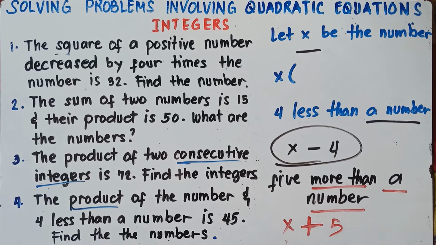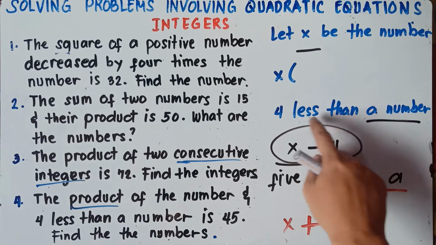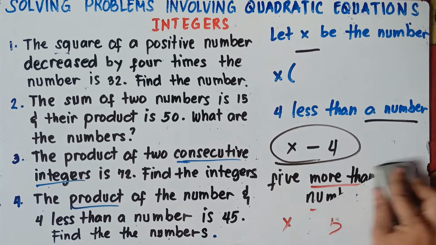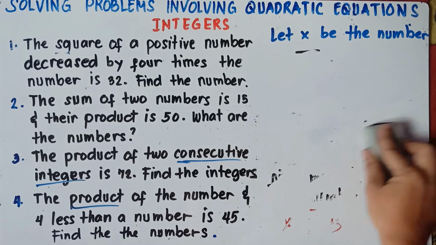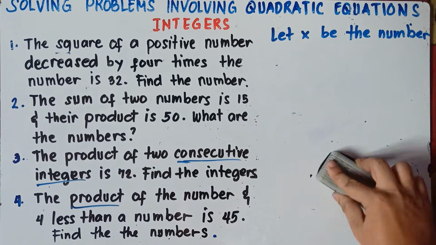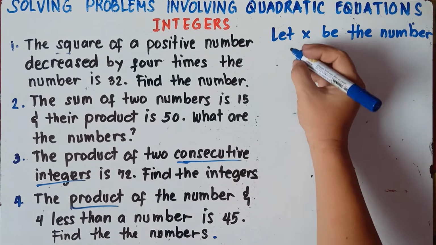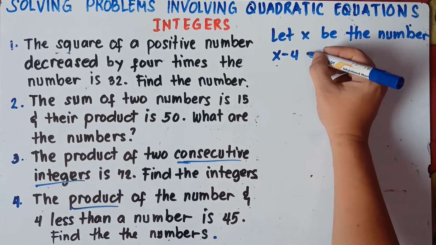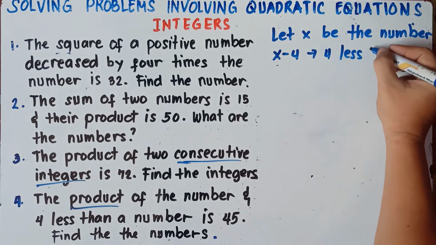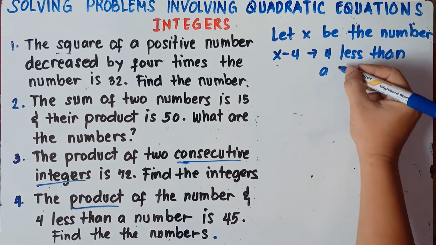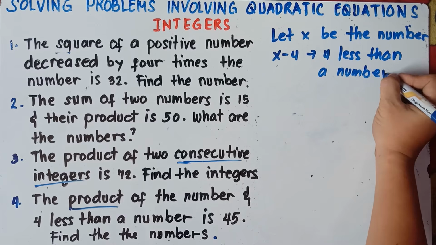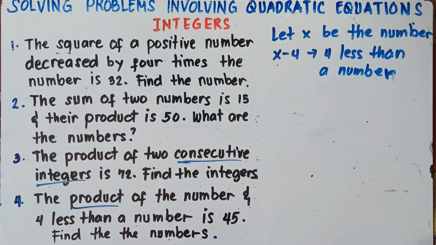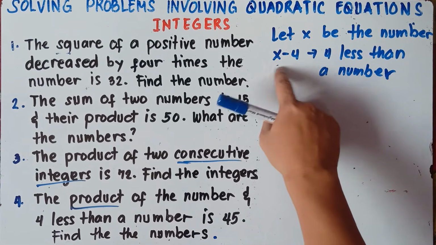So for number 4, 4 less than a number, it should be a number minus 4. A number less than 4. Alright, so our second equation, class, it should be x minus 4. And this will be 4 less than a number. I hope you get that one, class, that it should be reverse. 4 less than a number, that would be x minus 4.